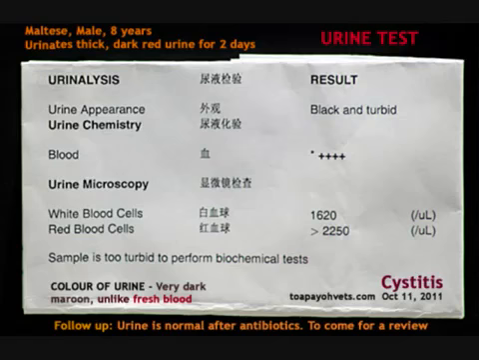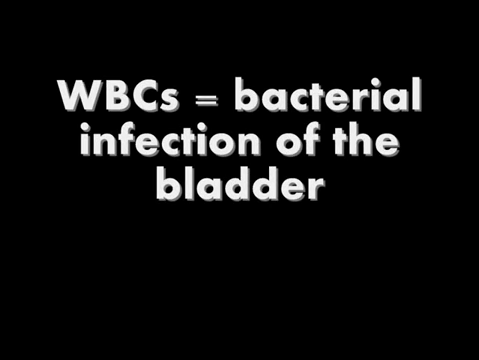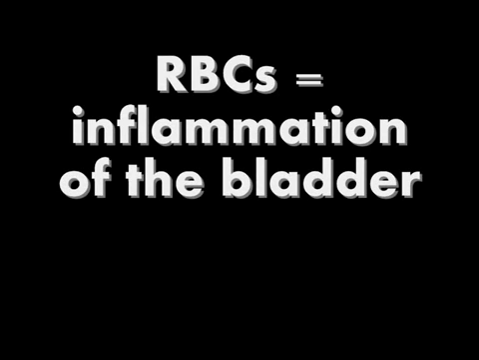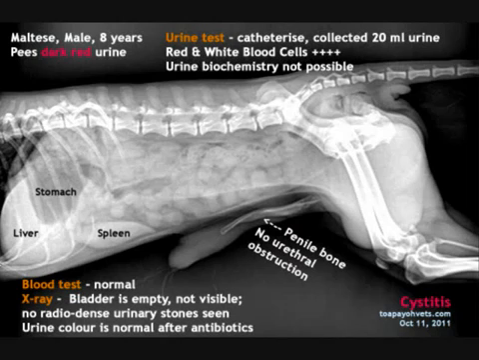The urine test revealed infection in the urinary system. There was a lot of blood and white blood cells. The white blood cells indicate a bacterial infection of the bladder, while the red blood cells indicate an inflammation of the bladder. However, no biochemistry can be done due to overwhelming amount of blood, as well as X-rays show that there is no radiodense urinary stones.